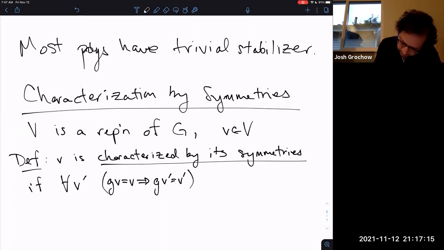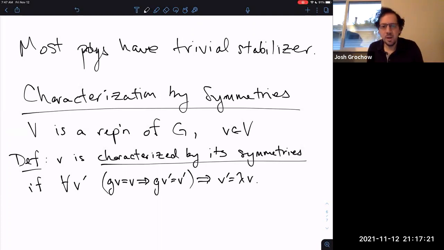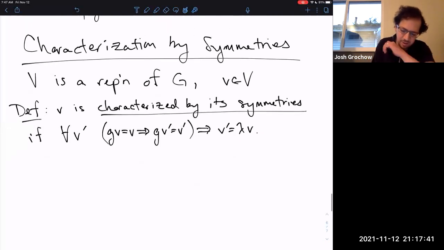If this is true, then V prime is a scalar multiple of V. You can't do much better than scalar multiples, because scalar multiples will always commute with the action of your group, because it's scalar multiples of the identity matrix acting. And so the scalar multiples of a vector always have the same symmetries. So this is saying it's as characterized as it can be.